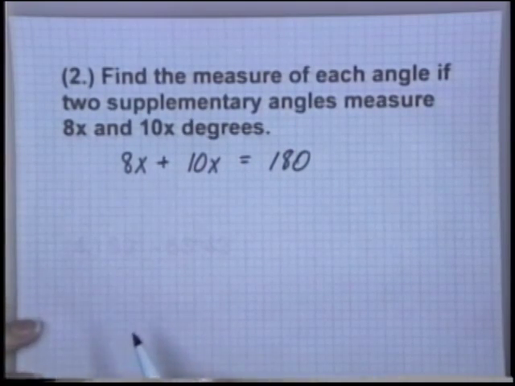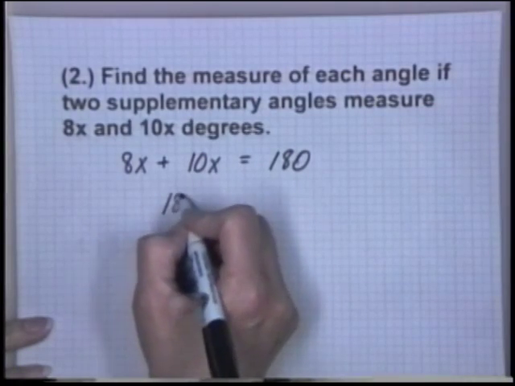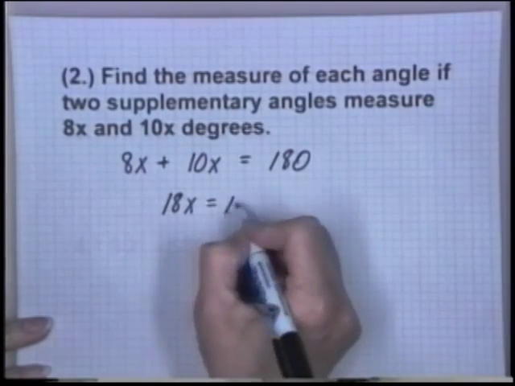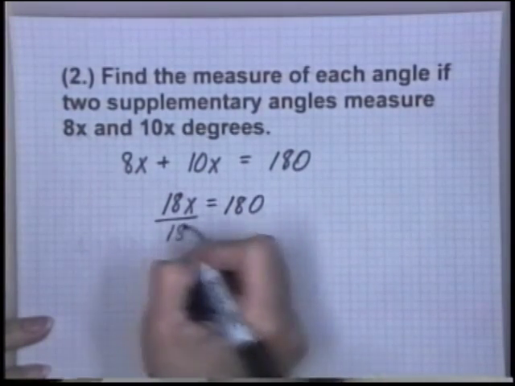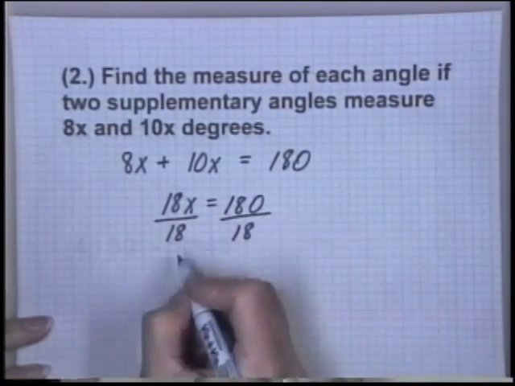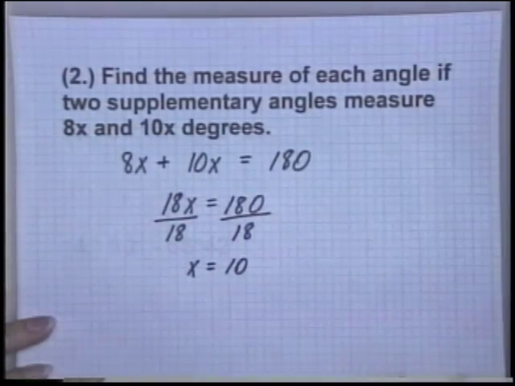Next, we'll combine like terms. 8x plus 10x is 18x. Then we'll divide by 18. So x equals 10.